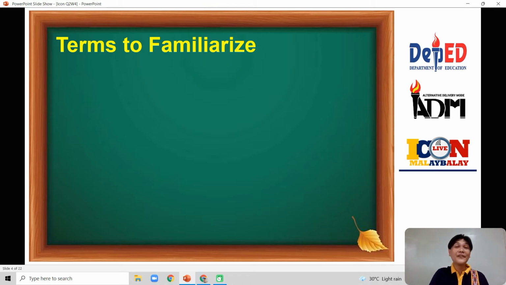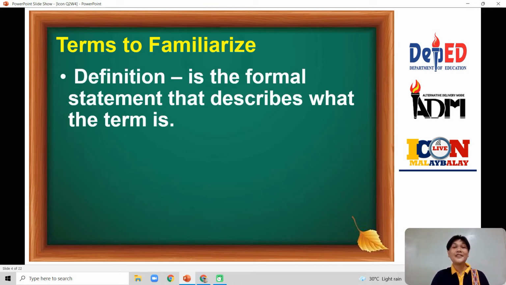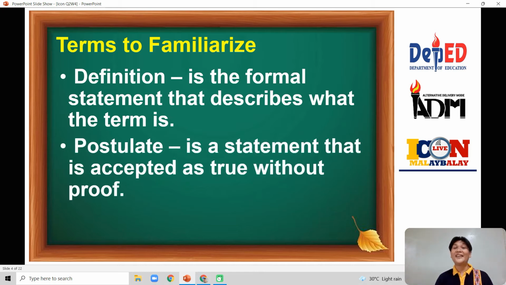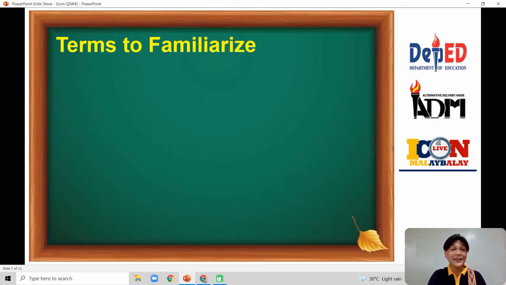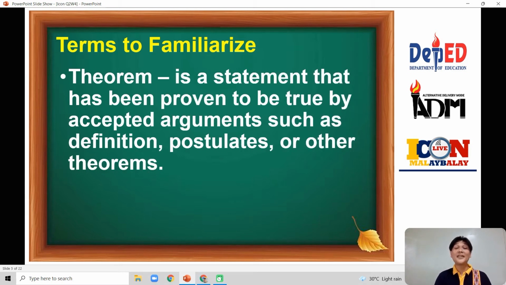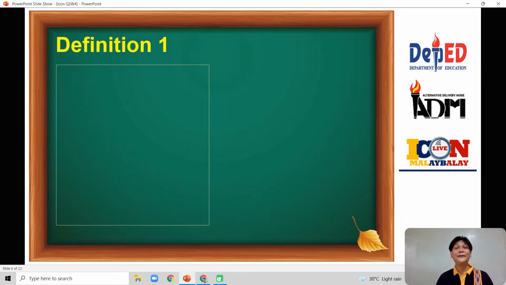We have to remember these three terms. The first is the definition. The definition is the formal statement that describes what the term is. Another one, postulate, is a statement that is accepted as true without any proof. And the last term to familiarize is theorem. A theorem is a statement that has been proven to be true by accepted arguments such as definitions, postulates, or other theorems.